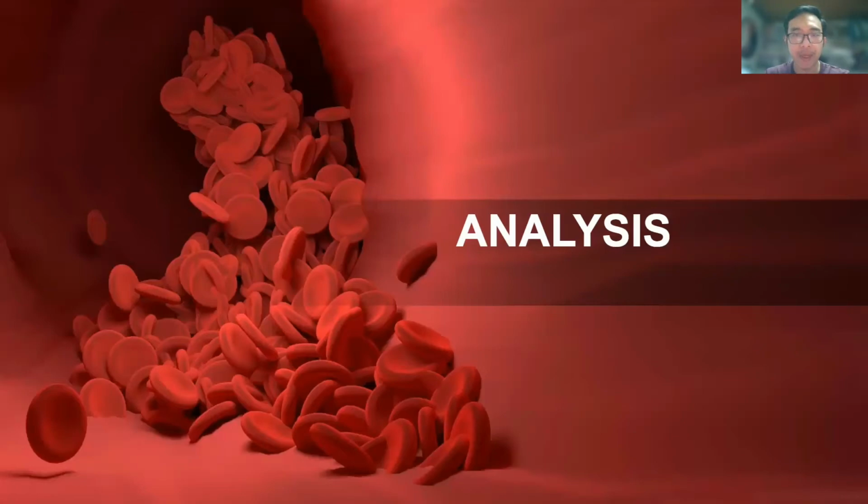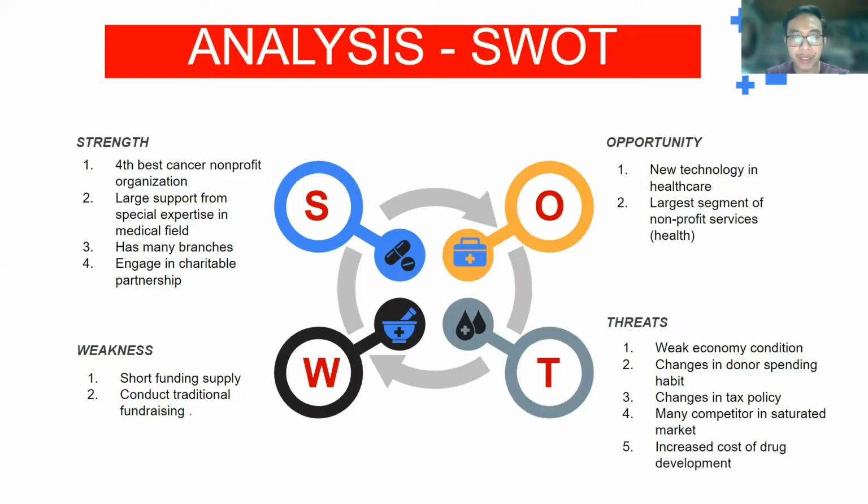So we came to the analysis. We decided to use SWOT analysis to analyze the strengths, weaknesses, opportunities, and threats for the Leukemia and Lymphoma Society. So the first one is strength.